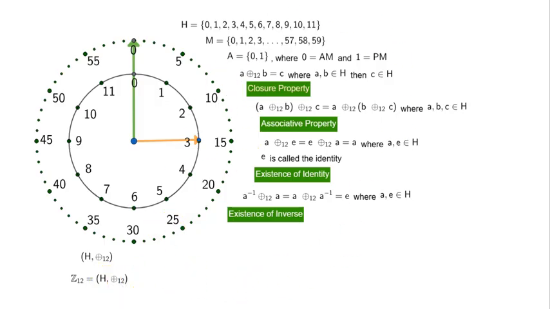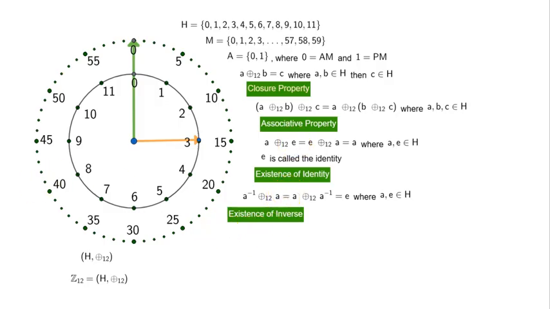So, do you notice any other groups in this? Yes. M is also a group of 60 numbers. That means integer modulo 60 is equal to, within brackets, M comma addition modulo 60. Similarly, A is also a group. We can say, within brackets, A comma addition modulo 2. Now just try to map for M and A all these axioms.